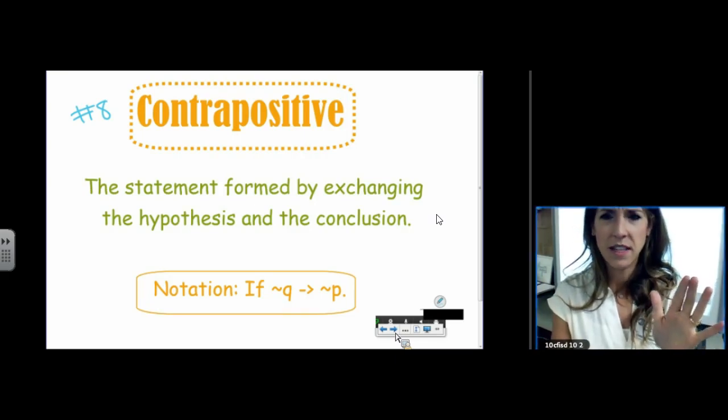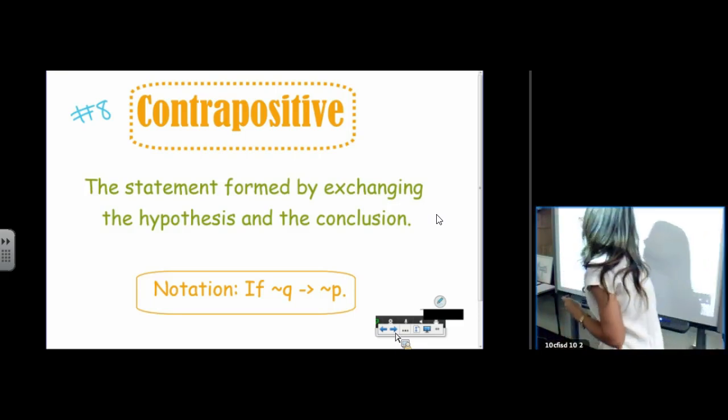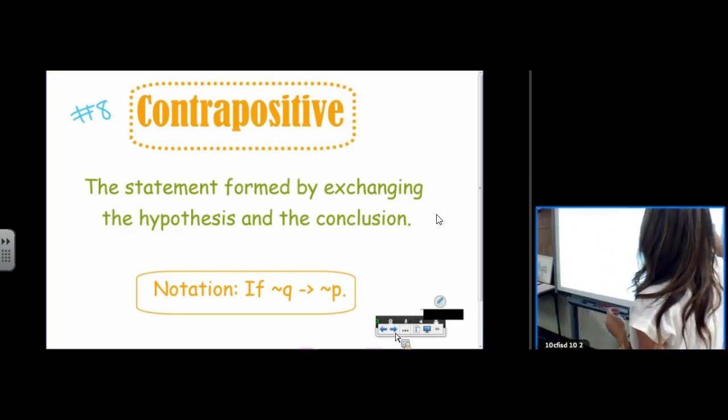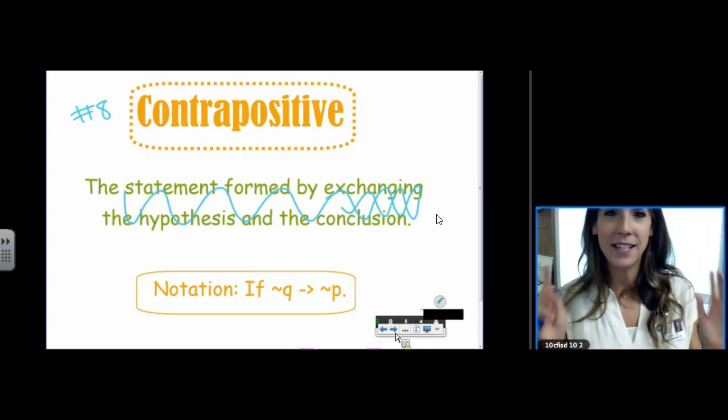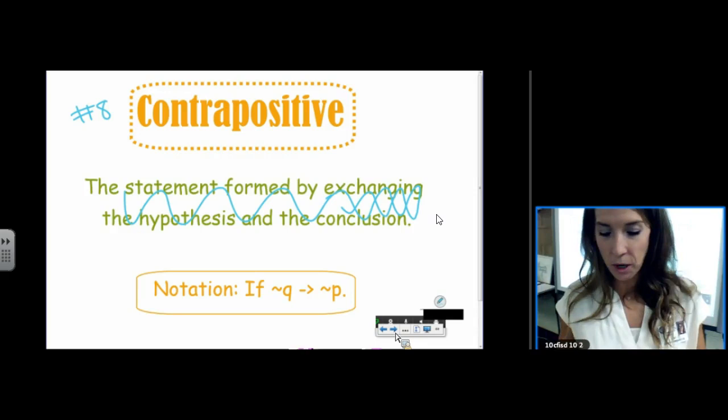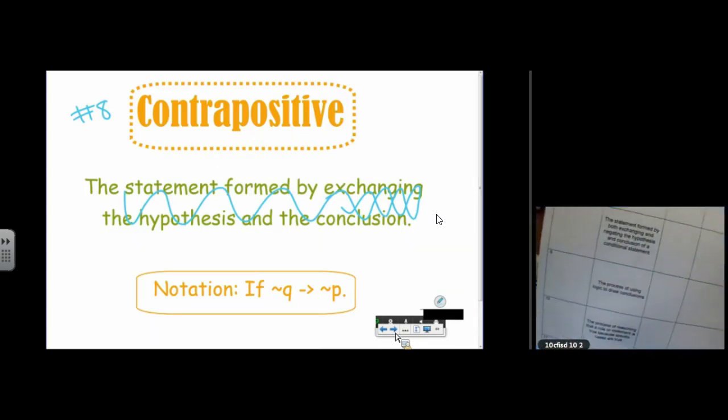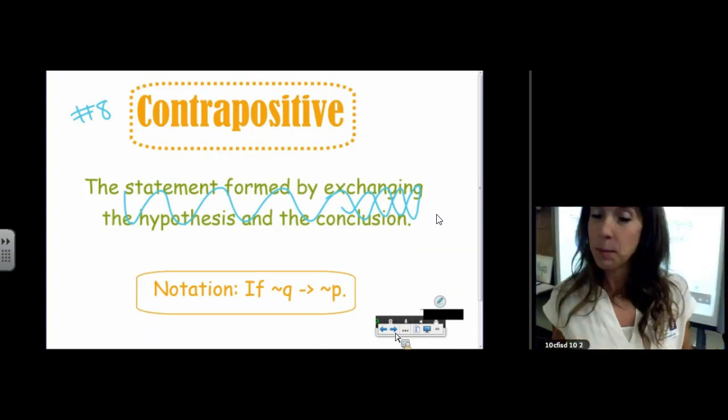Oh, someone did not change it. Whoa. Someone didn't change this. You have it already on your paper. Bad. It's when you negate the hypothesis and conclusion and exchange it. It's perfectly right on here. Sorry, someone didn't change that. It's perfectly right on there.